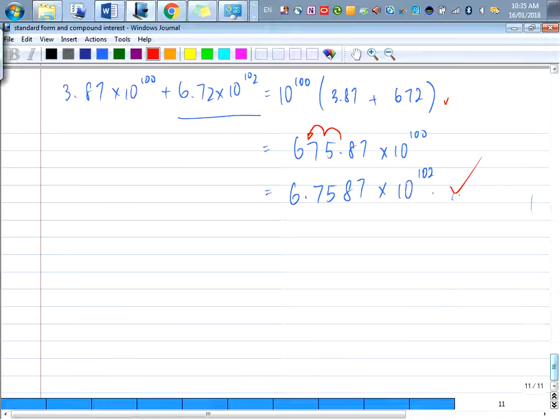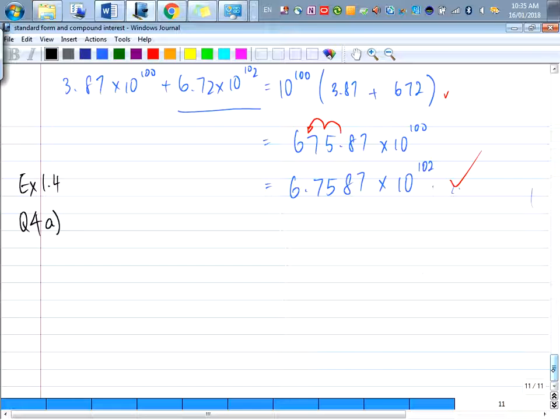I would like you to try a question from your textbook, question number 4. This is on exercise 1.4. Okay, let's try question 4a together right now. I want you to do it using the factorizing way.